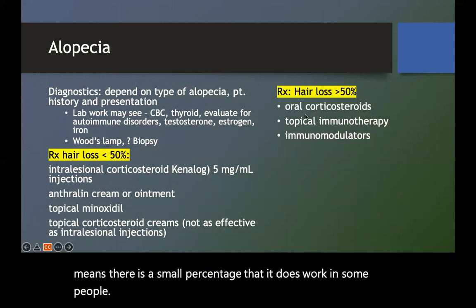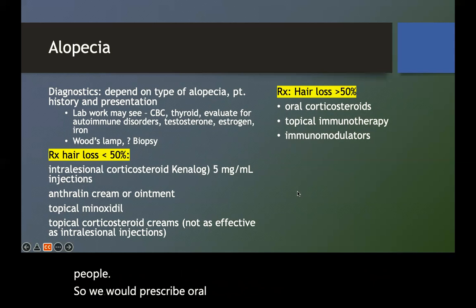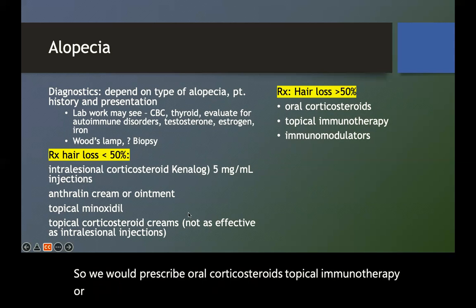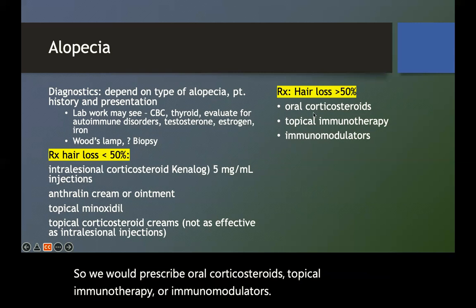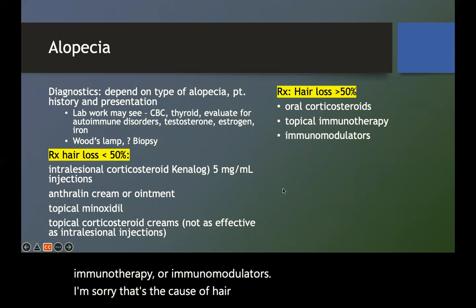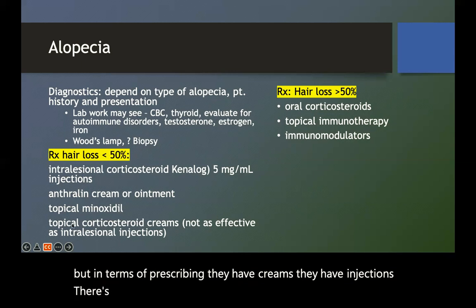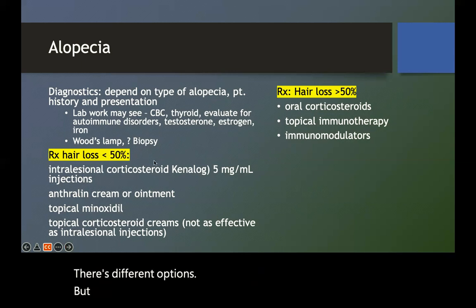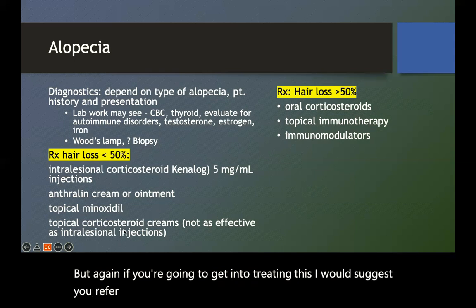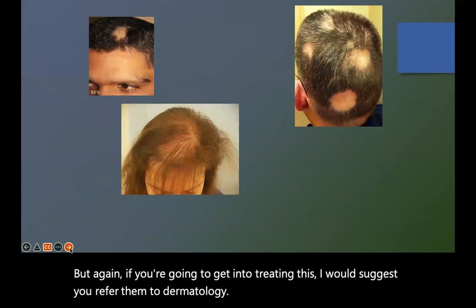So we would prescribe oral corticosteroids, topical immunotherapy, or immunomodulators. I'm sorry, that's the cause of hair loss a lot of the times. But in terms of prescribing, they have creams, they have injections, there's different options. But again, if you're going to get into treating this, I would suggest you refer them to dermatology, because it does become a specialty.